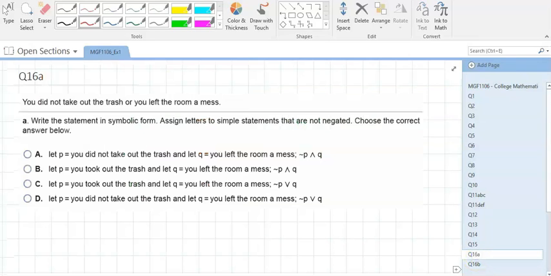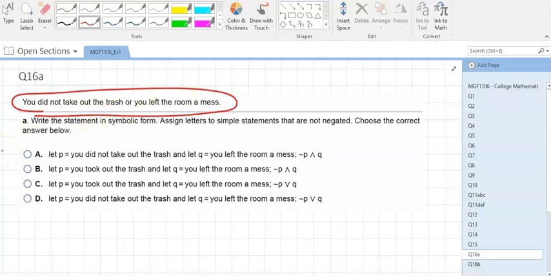All right, 16. So the first thing it wants us to do is put this statement right here as symbols. So right here, it says, you did not take out the trash. Remember in class, I put a little box around the not, because that's a highlighted word for us. What does that symbolize for us? Negate P. I see an or, so I usually put my circle around that. And what does the or look like?